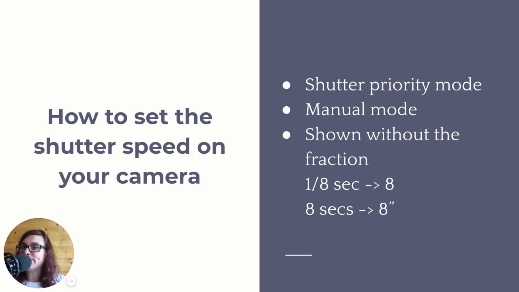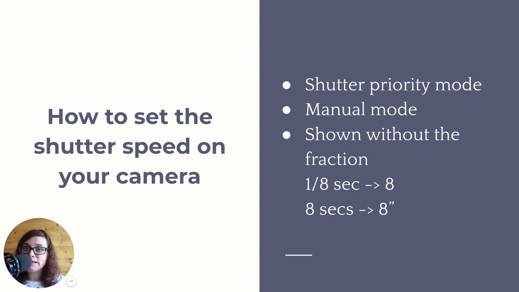How do you set the shutter speed on your camera? You can set it in shutter priority mode, where you set the shutter speed that you want and the ISO that you want, and the camera will automatically set the right aperture to achieve the correct exposure for that scene. Or you can set it in manual mode, where you have full control over all of your exposure settings. So you can set your shutter speed, your aperture and your ISO to control the exposure.